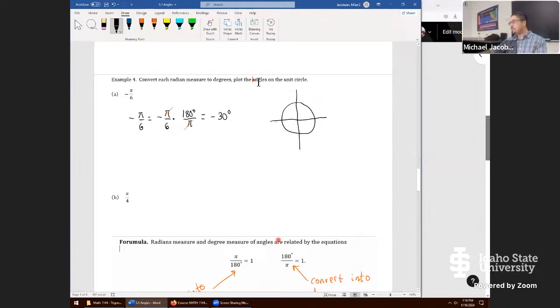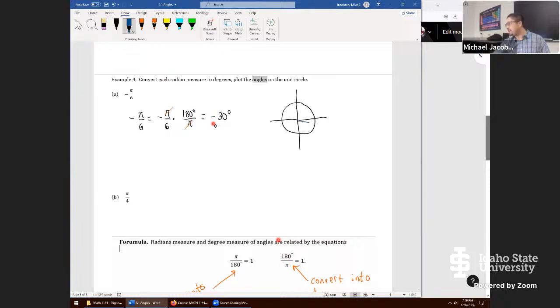When it says plot the angles, from this portion going forward in the notes, we're always assuming the angle has been plotted in standard position. We don't say it repeatedly, it's just now a general assumption. But being in standard position just means we start with this positive x-axis, rotate by 30 degrees, but in the clockwise direction for that negative sign.